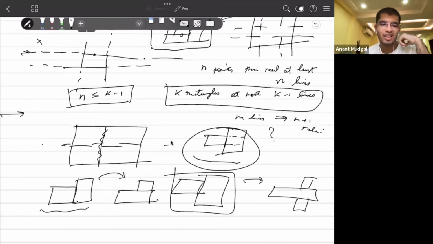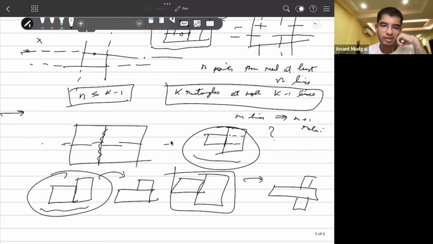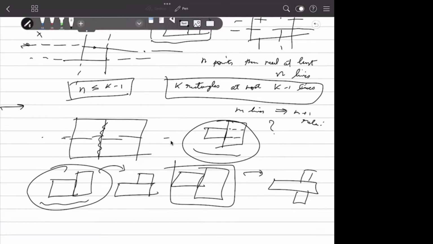But you won't always find things like this. You're more likely to find things like these. So how do you find things like these? Like these aren't always going to be there. So what's the right thing to look at?